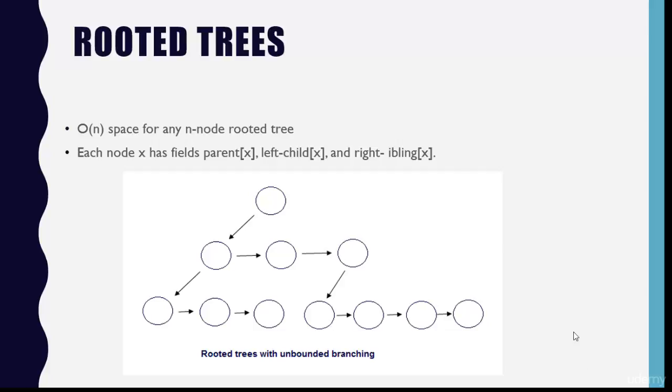The left child, right sibling representation of a tree T. Each node x has fields parent of x, left child of x, and right sibling of x. Left child of x points to the leftmost child of node x, and right sibling of x points to the sibling of x immediately to the right. If node x has no children, then left child of x is equal to nil, and if node x is the rightmost child of its parent, then right sibling of x is equal to nil.